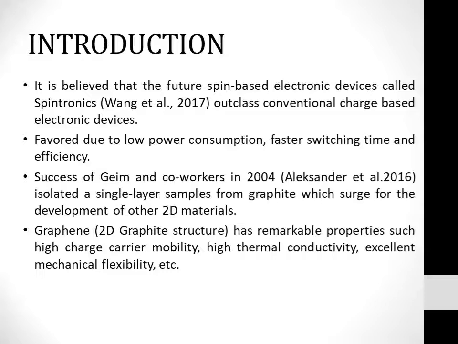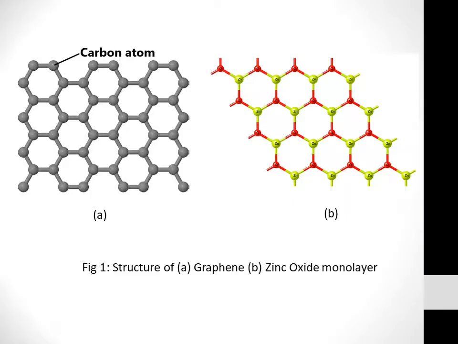Now back to the monolayer. The success of Geim and co-workers in 2004 in isolating single layer samples from graphite, which were first thought to be thermodynamically unstable at finite temperature, led to significant advances in unveiling its remarkable properties. The image shows the structure of graphene, a single layer of carbon atoms, and a ZnO monolayer. Graphene has high charge carrier mobility, high thermal conductivity, and excellent mechanical flexibility. And we are showing the monolayer of zinc oxide as well.